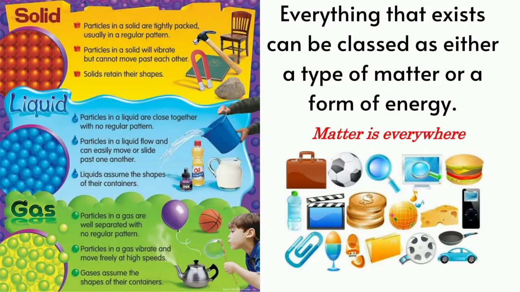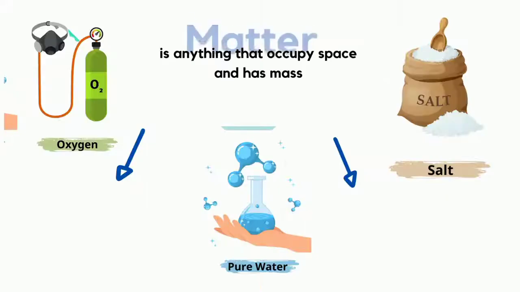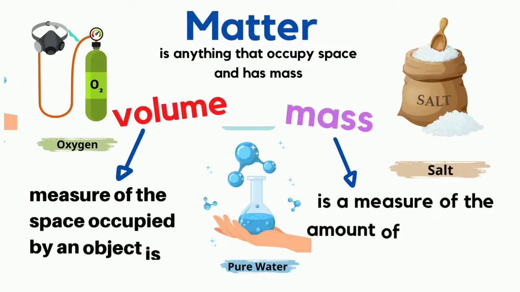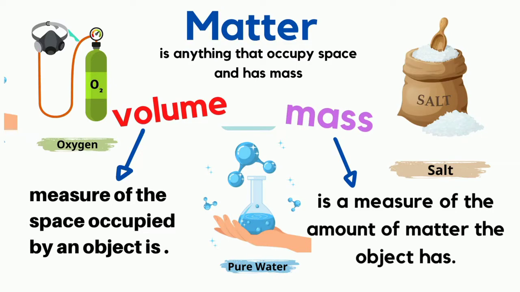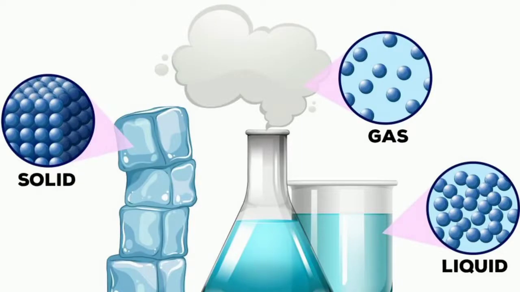Everything that exists can be classed as either a type of matter or a form of energy. Matter is anything that occupies space and has mass. The measure of the space occupied by an object is called volume. The mass of an object is a measure of the amount of matter the object has. Three states of matter exist: solid, liquid, and gas. Each has its own unique set of physical properties.